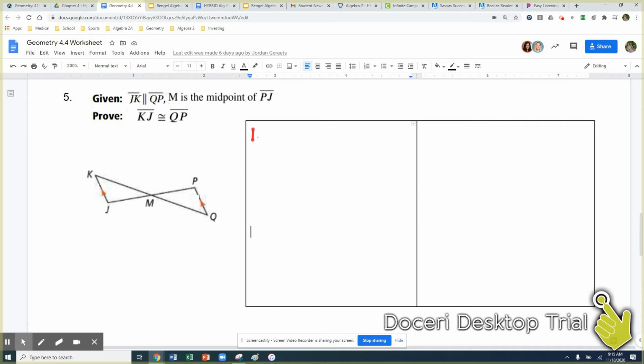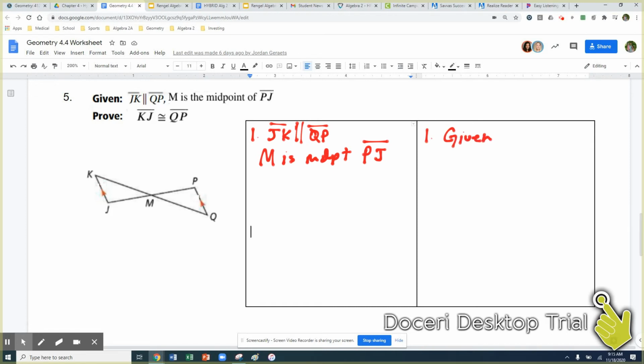But first of all, we can't get too far ahead of ourselves. We've got to get our given information out there. So JK is going to be parallel to QP. Now, just because they're parallel doesn't mean that they're going to be congruent. And then M is my midpoint of PJ. So both of those will be my given information.